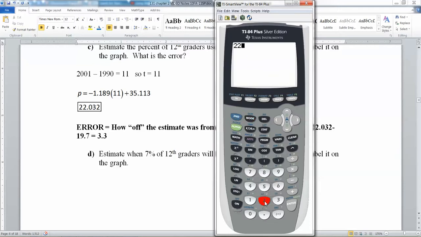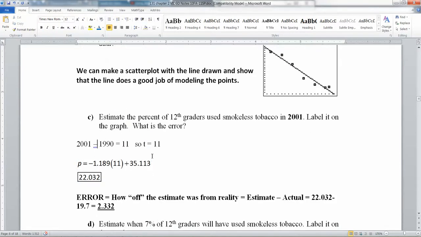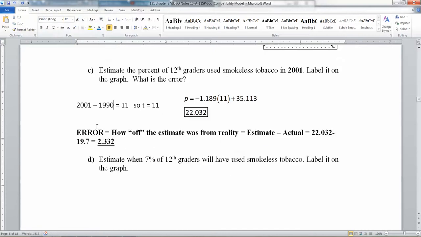All right, so 22.032 minus 19.7 gets you 2.332. I knew there were two threes in there. All right, there's our error. So we found what it actually was, 19.7. We found what it was predicted to be. We did that by hand, and we got 22.032. Then we used that to answer the question of how off we were.